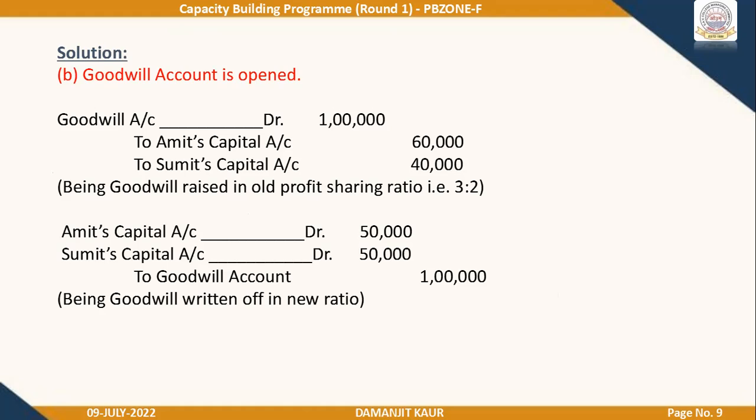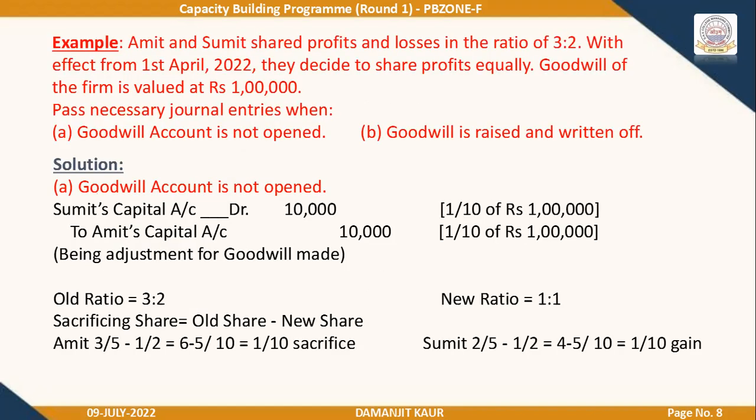Immediately it has to be written off in the new ratio. That means Amit's capital account and Sumit's capital account will be debited to goodwill account. And since the new ratio is equal, 1 lakh divided by 2 comes out to be 50,000. So both partners will be debited by 50,000 each, and then goodwill account is credited with 1 lakh. Just have a look once again. In first method, we have taken out the gain or sacrifice.